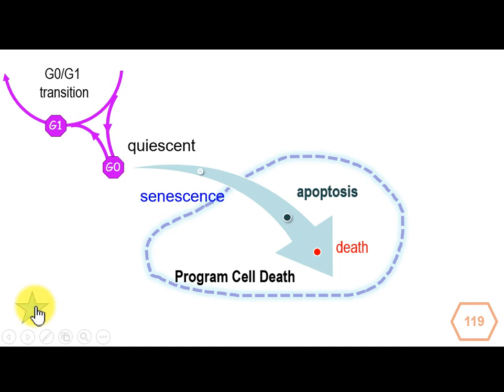Well, because a lot of people get confused by quiescent and senescence. They'll put equal in here. You'll put apoptosis and programmed cell death equal. But there are differences between all these terminologies, okay?